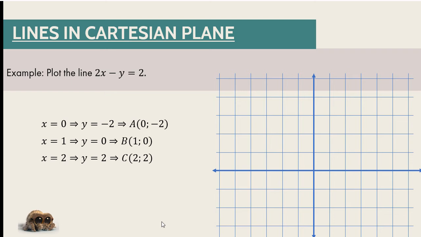If x is 0, then y is -2. We have A(0, -2). If x is 1, y is 0, then B is (1, 0). If x is 2, y is 2, we have C(2, 2). Now we have 3 points. Of course, they are all aligned. And by connecting the points, we have the line defined by the equation 2x - y = 2. See? Can you get the idea now?